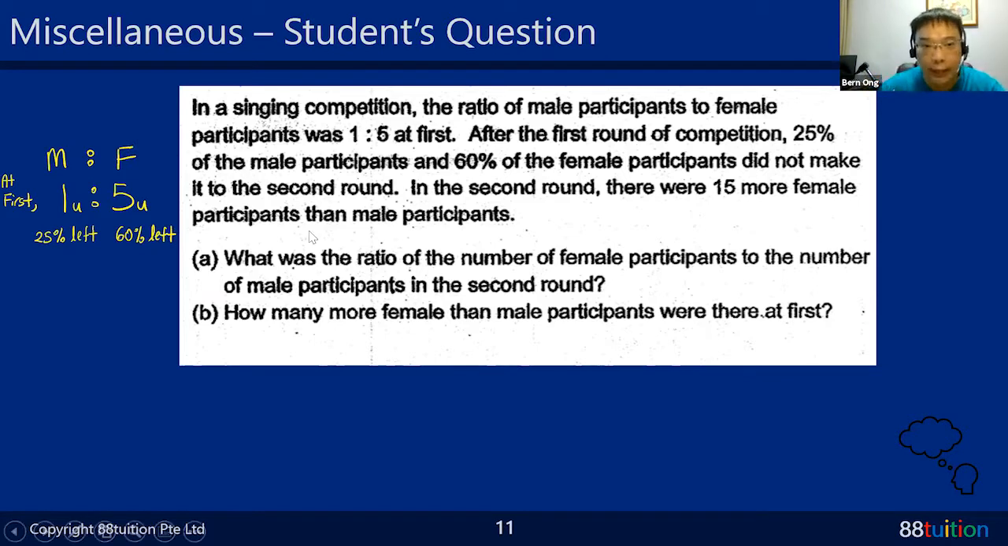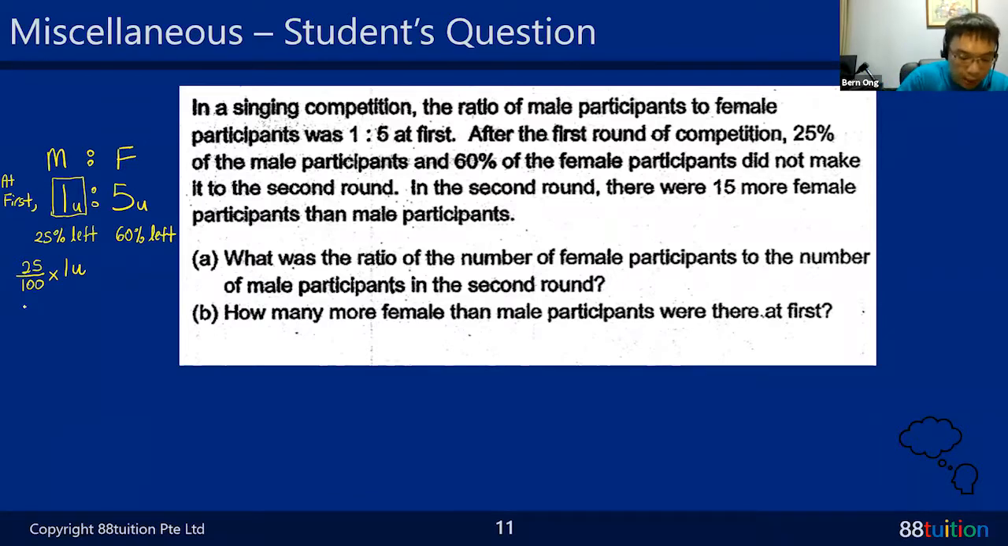So down here, my question is, what is 25% of the total? Remember the male, right? The male got 1 unit. This is the total male. All right. 25% left means what? So 25% means 25 over 100 times the 1 unit, which is how much? All right, 1 U. U means 1 unit.